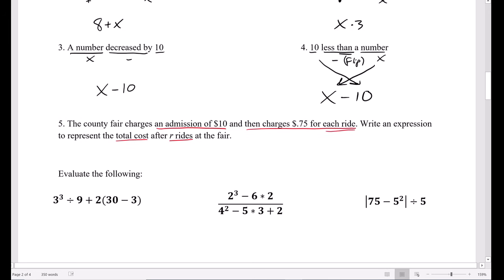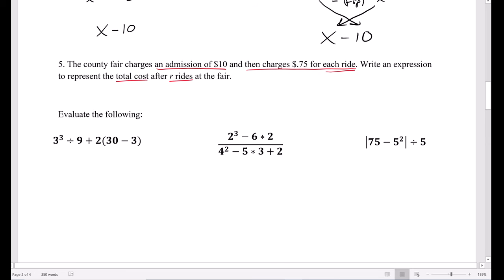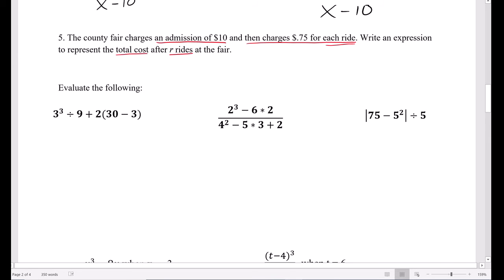Okay, the next one, it says the county fair charges an admission of $10 and then charges 75 cents for each ride. Write an expression to represent the total cost after R rides at the fair. So you're paying that $10 admission regardless of how many rides you go on. You go on 0 rides, it's $10. You go on 1,000,000 rides, it's still $10 to get in, okay?